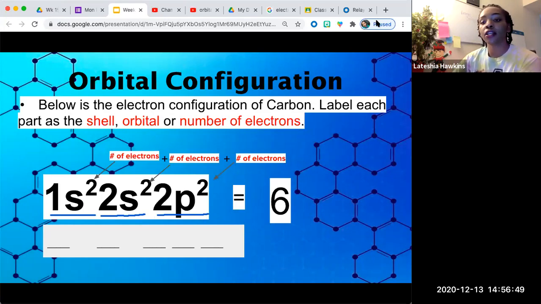Now, when we write the orbitals, you want to write a box for all of your electrons. That is why you see 1 line under the 1s, 1 line under the 2s, and then 3 under the p, because each orbital can hold 2. That means s only has 2 electrons, so it just needs the 1 line.